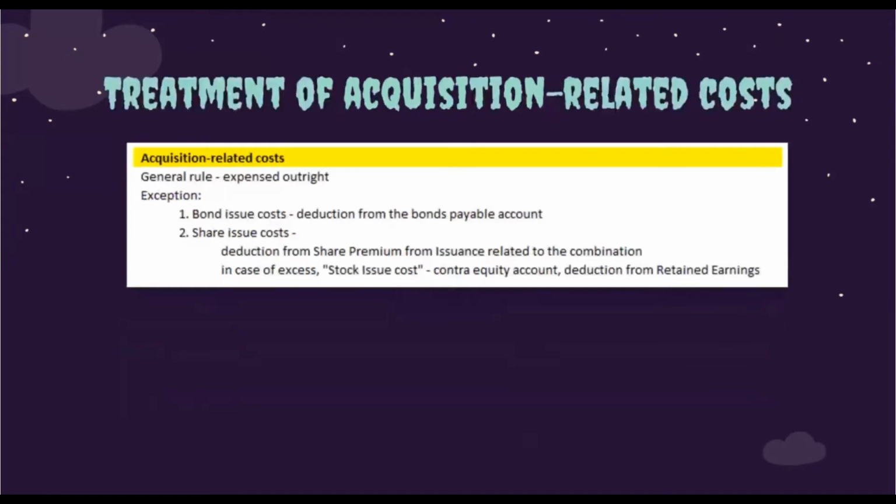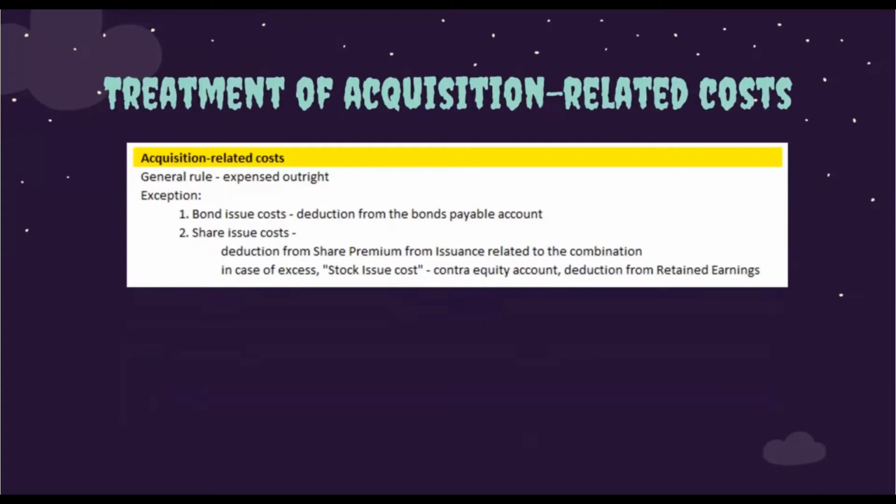Pag-uusapan natin yan lahat later on. Now, how are we going to treat those acquisition-related costs? As a general rule, we have to expense it outright. So meaning we have to charge it to our P&L. Now, there are exceptions. So general rule, expense outright.